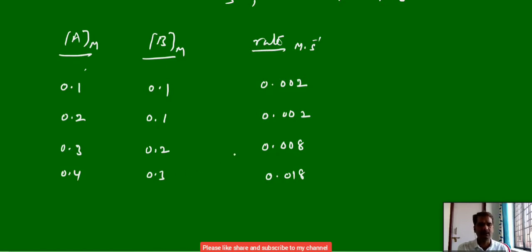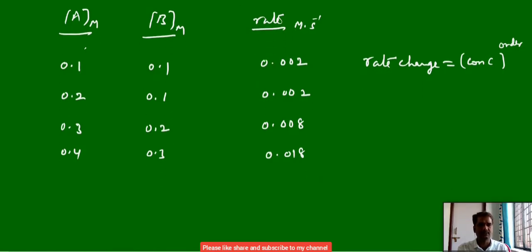So already we did such questions. What is the formula? The rate change is equal to the concentration change to the power of the order, whatever the reactant it is, it's a power.